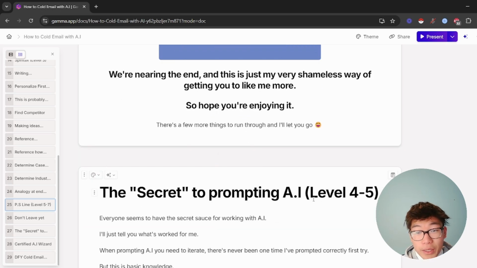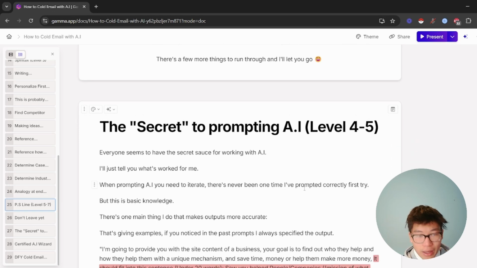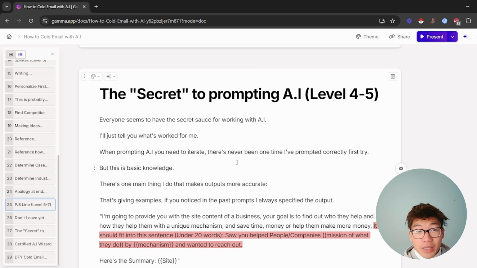So, the secret to prompting with AI. You can do this if you're a 4 or 5. Just make sure that you've used the laptop before. Everyone seems to have the secret sauce for working with AI these days. I'll just tell you what's worked for me. When prompting AI, you need to iterate. There's never been one time I've prompted correctly first try, but this is basic knowledge. There's one thing I do that makes outputs more accurate, and if this works for you, happy days.